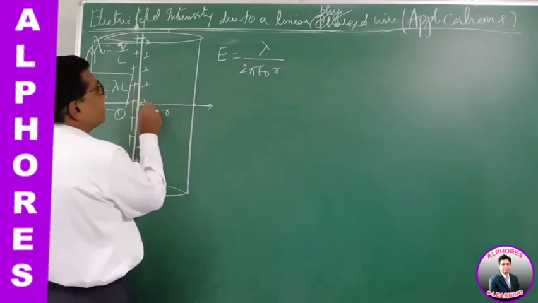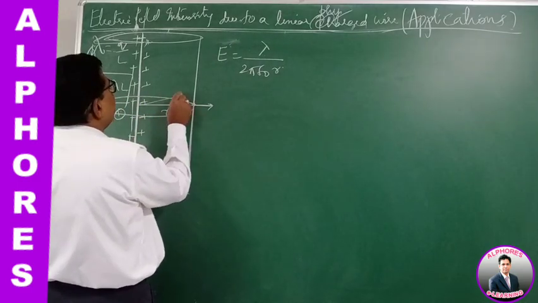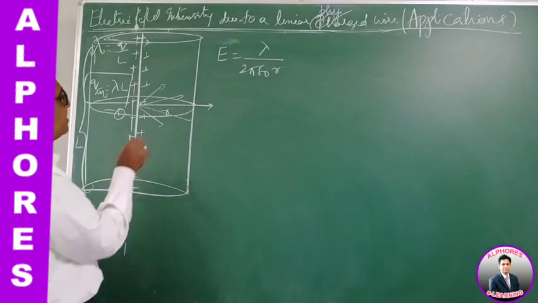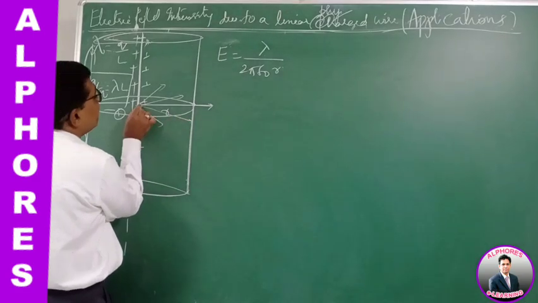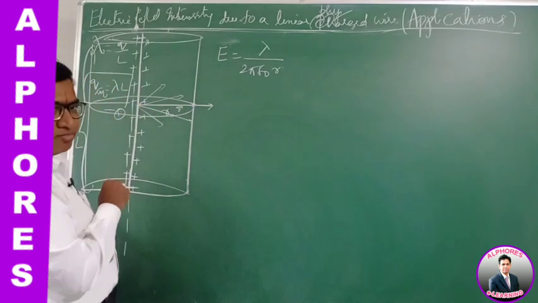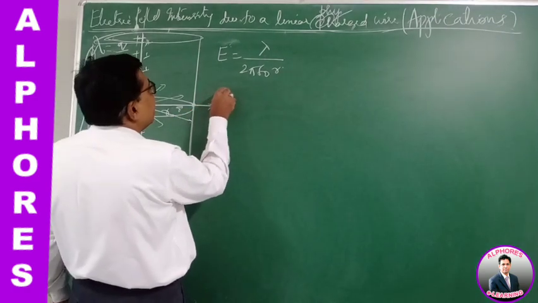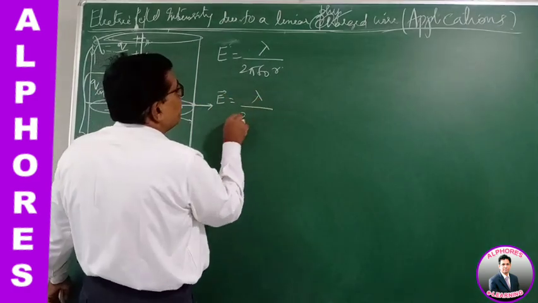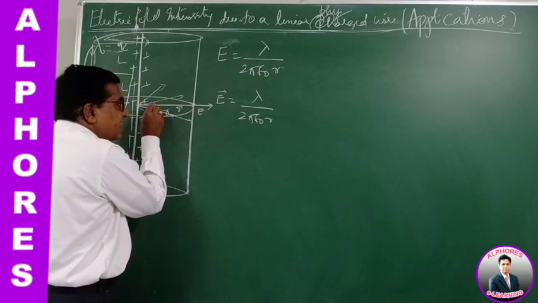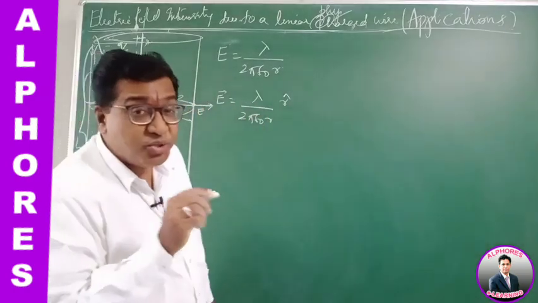The direction of the electric field is outward normal to the Gaussian surface. At any point of the surface it is normally outward, in the direction of the radius vector r bar. So if I represent this vectorially, E bar I can write as lambda by 2 pi epsilon naught R, and the direction of the electric field is along the radius vector, r cap. r cap represents the unit vector.